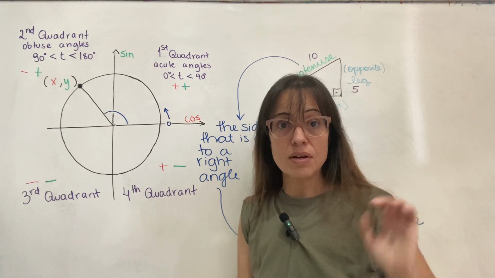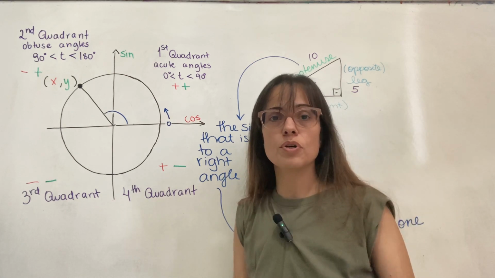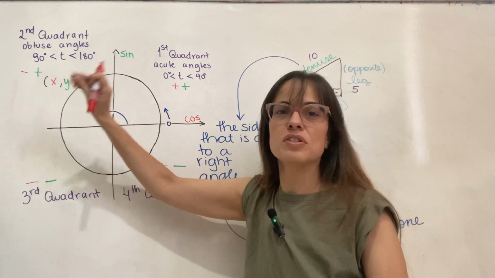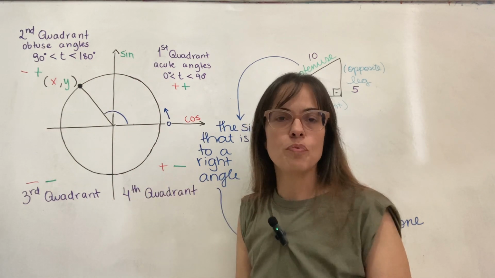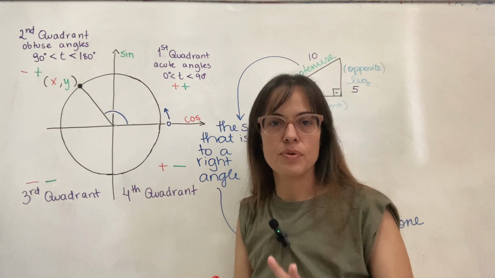So the definition of sine and cosine that I'm going to be working with is the x-coordinate and the y-coordinate of a certain point. I think the coordinates of points are something that people are very familiar with.